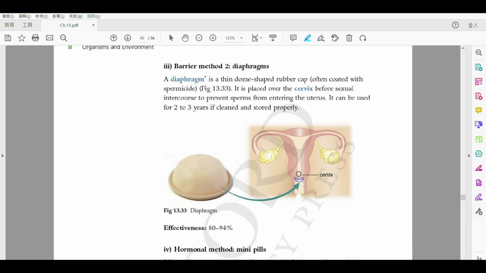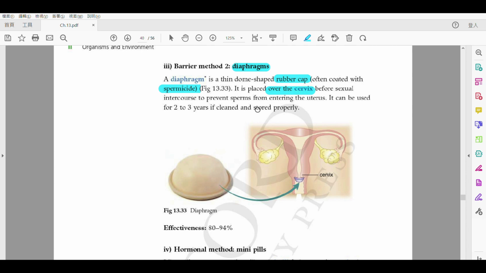The third one is very similar to a condom, except that this is not a thin rubber like a condom, and it can be reused. This is also a barrier method. We call this the diaphragm. It is a rubber cap, not a thin rubber but a thicker rubber. The diaphragm also has spermicide to kill the sperm, and it is placed over the cervix. As you can see, it's placed here.